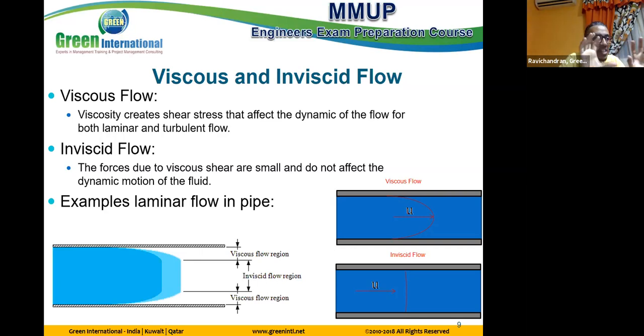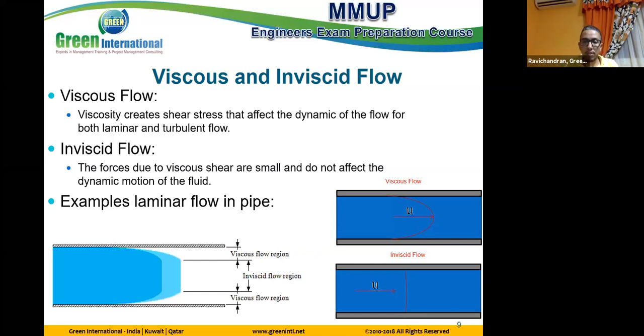So this is created by viscosity. This is created by surface tension. Here, the effect is bigger by pressure. So you understand me? It depends on what is the main or big effect. Here, in viscous flow, viscosity creates shear stress that affects the dynamics of the flow.